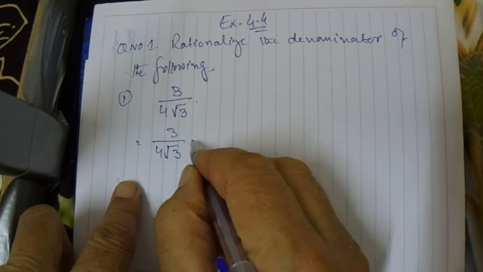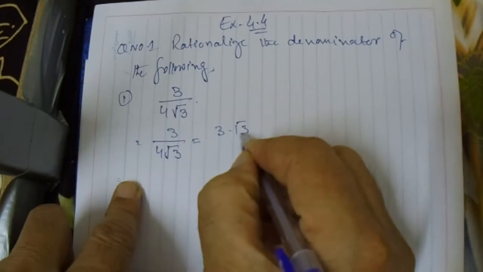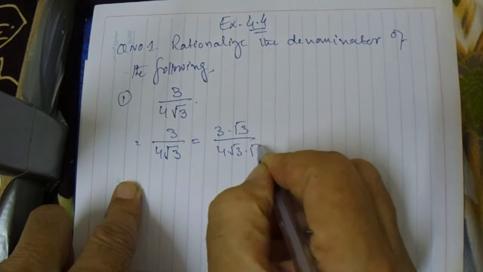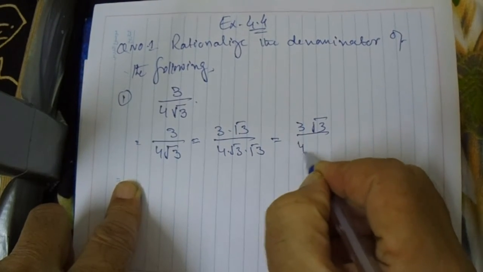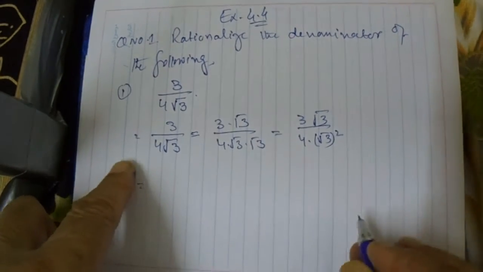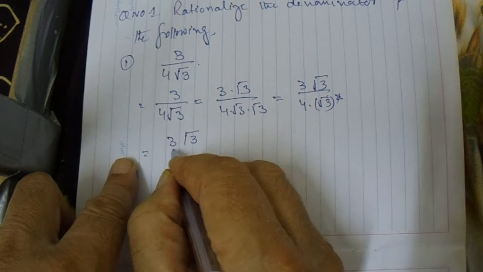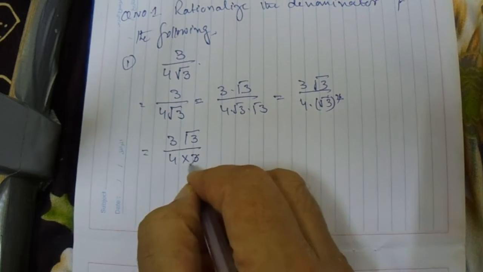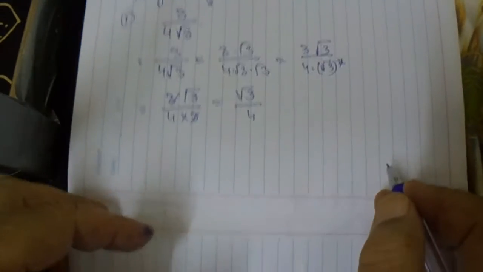Now we multiply by root 3 over root 3, which gives 3 root 3 over 4 times root 3 squared. The root 3 squared becomes 3, so we have 3 root 3 over 4 multiplied by 3. Now 3 cancels 3 and we have root 3 over 4. This is the first question.